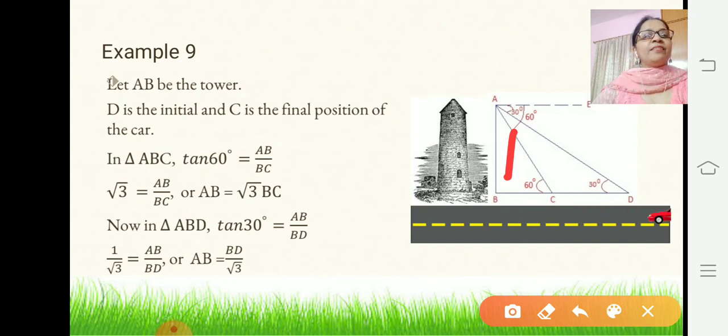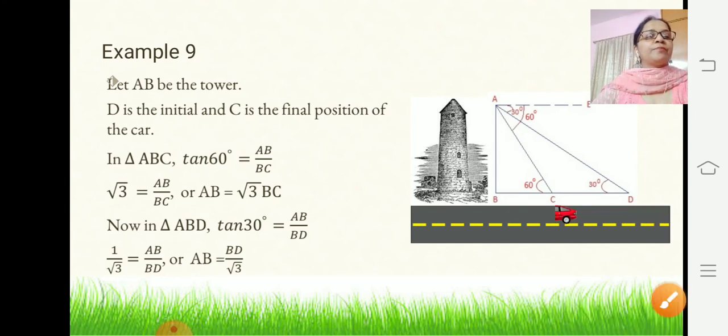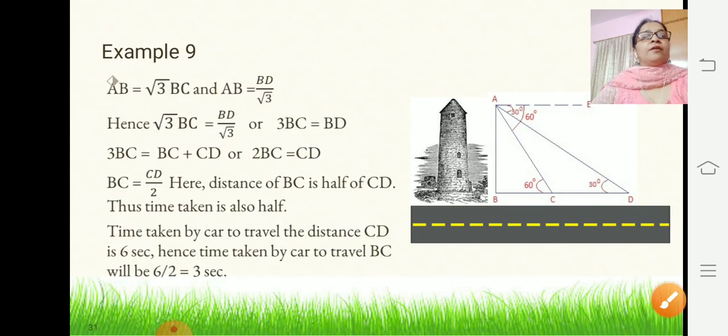So in triangle ABC, tan 60 degree will be equal to AB by BC. Substituting the value of tan 60, you will get AB is equal to root 3 BC. Now in triangle ABD, tan 30 is equal to AB by BD. So tan 30 is 1 by root 3. So AB is equal to BD by root 3. Now you are getting two values of AB. AB is equal to root 3 BC and AB is also equal to BD by root 3.